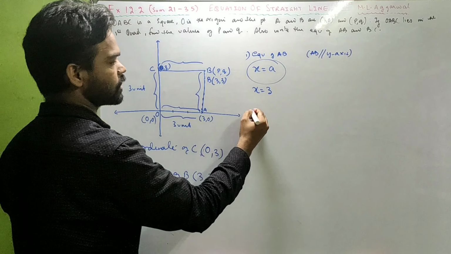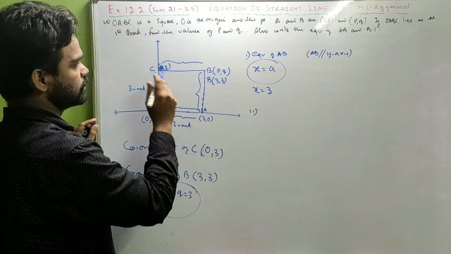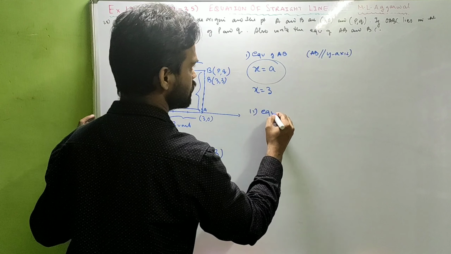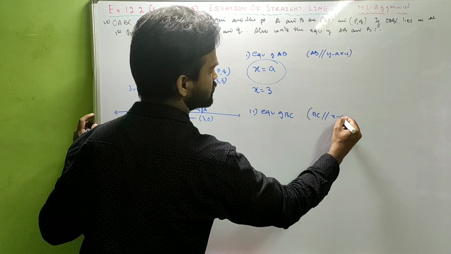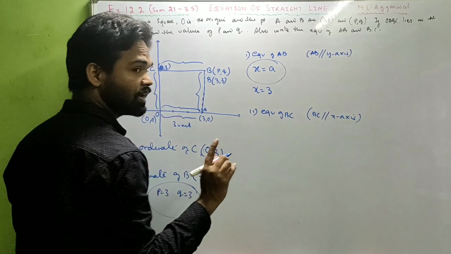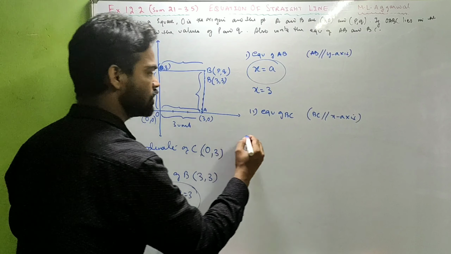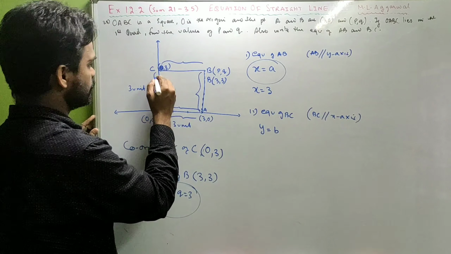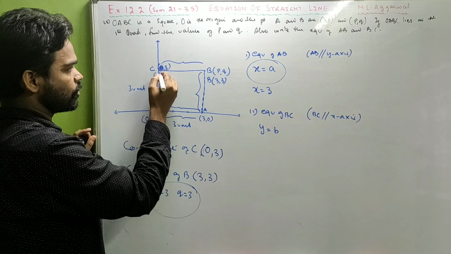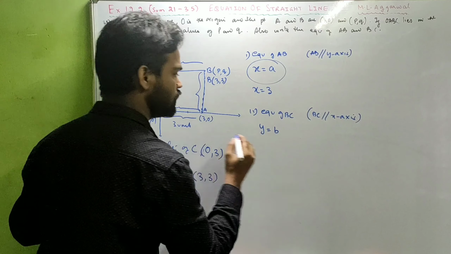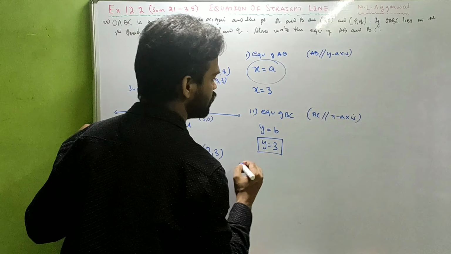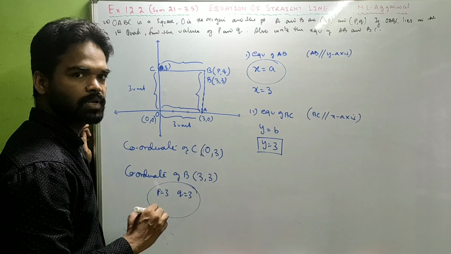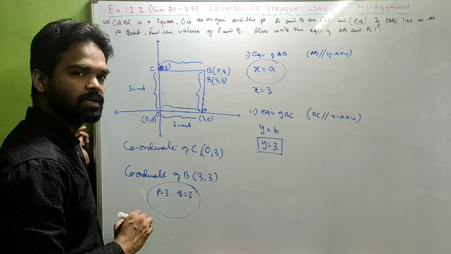Done. Number 2, the equation of BC. Now BC is parallel to the x-axis. The equation of a line parallel to the x-axis is in the form y equals b, where b is the y-intercept, which is (0, 3). So the intercept is 3. So y equals 3 is the equation of BC. Done. Keep it till here.